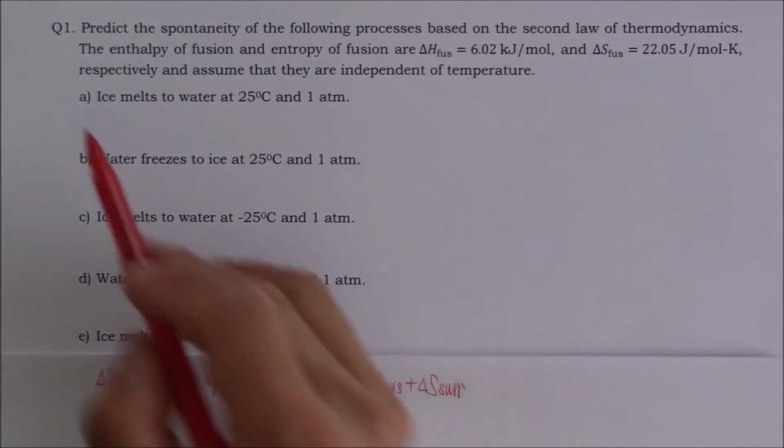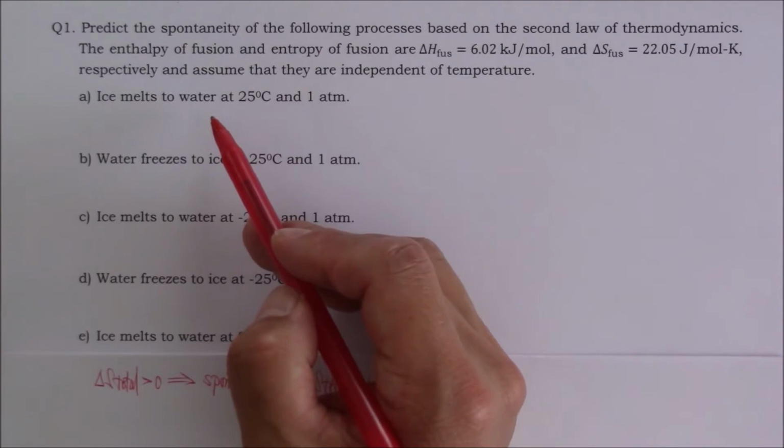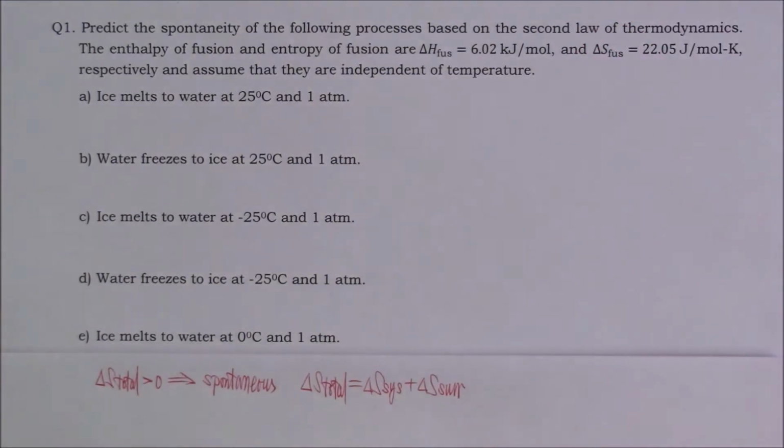In this case, ice and water is what we are interested in. Therefore, they are defined as the system. Everything else is defined as the surroundings. Therefore, delta S system should be equal to delta S fusion. To calculate delta S surroundings, we have to use the definition of delta S.